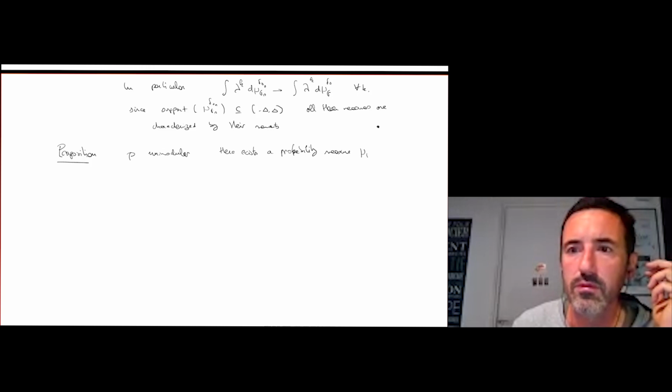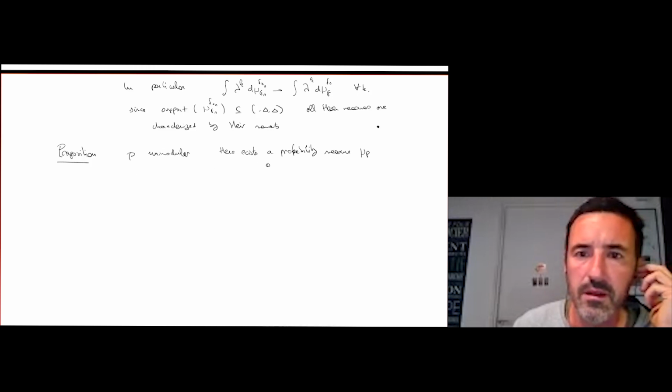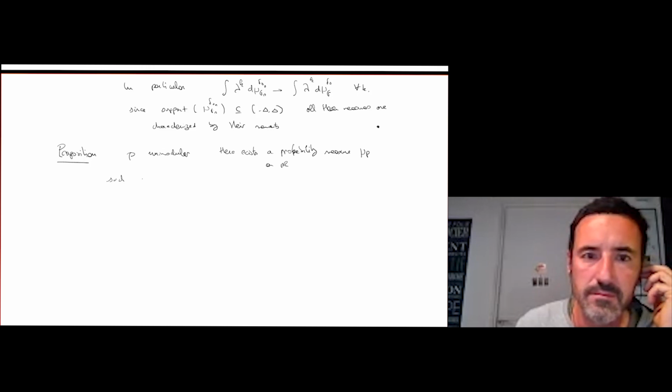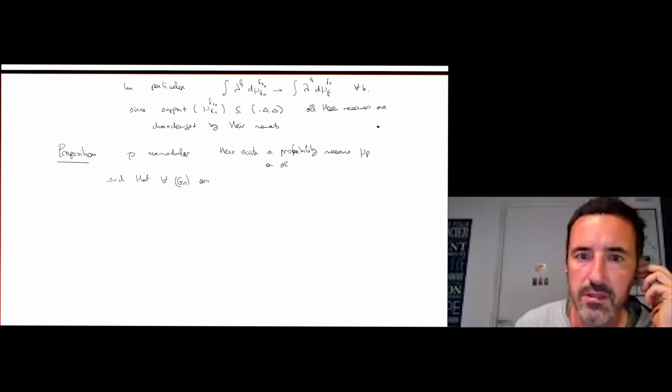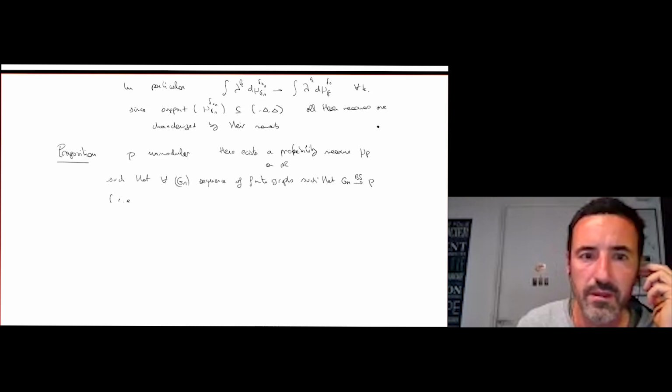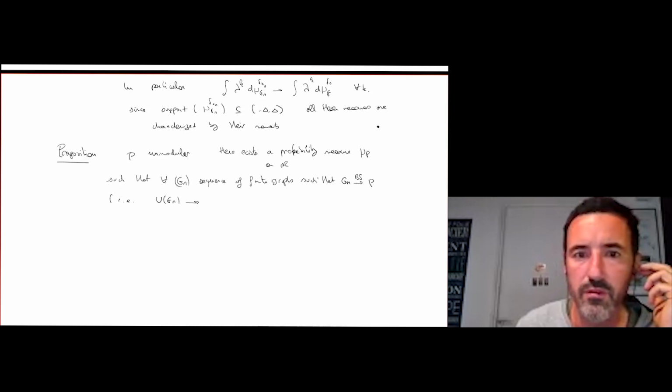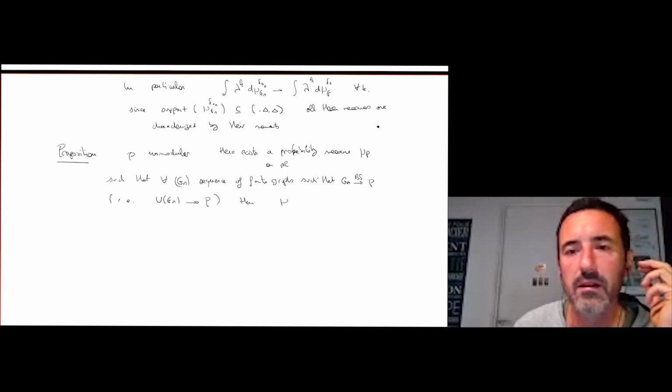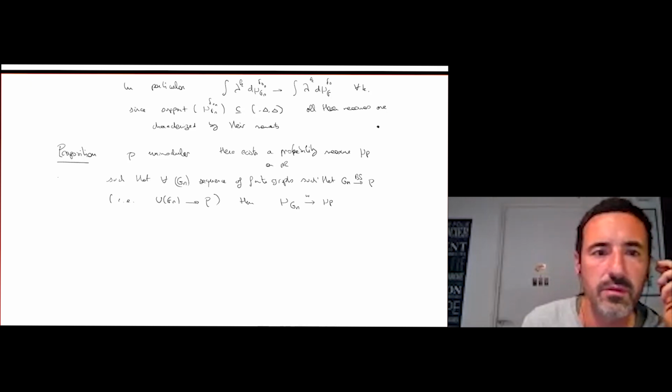μ_ρ on R such that for any sequence of finite graphs Gn such that Gn converges in the Benjamini-Schramm sense to ρ, which is another way of saying that when you root uniformly at random, this converges for the local weak topology to ρ, then μ_Gn converges weakly to μ_ρ.